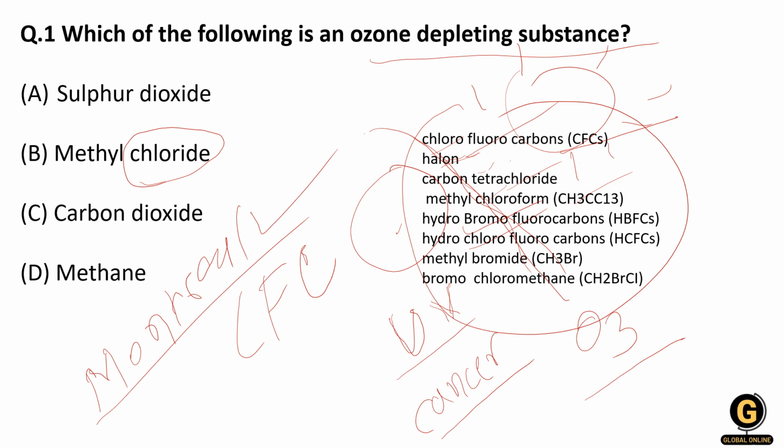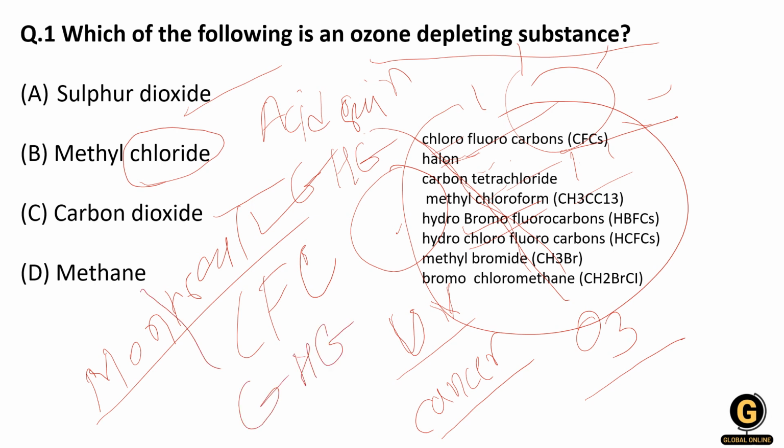We'll quickly go through the other options. Sulfur dioxide is responsible for acid rain. Remember, it will give acid rains, right? And then carbon dioxide is responsible for greenhouse effect, greenhouse gases. So this is greenhouse gas. Methane is also greenhouse gas. So what happens in greenhouse gases? The temperature of the earth is going up, so that phenomena is called greenhouse effect. I hope I have completely explained this phenomena, and if you have any doubt, you just comment in the comment section.